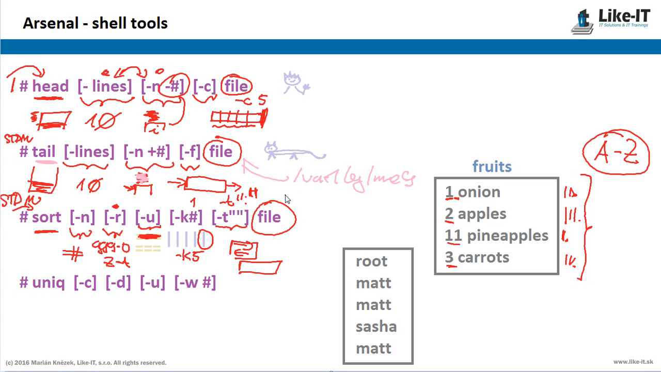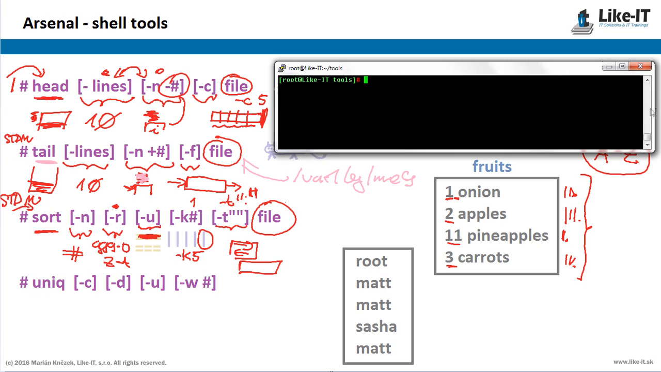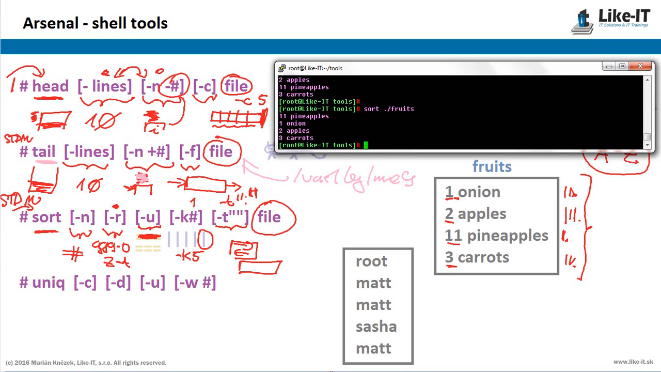Okay, so let's try it. So here I have a classical fruits file. If I just use the sort, what happens? Exactly the same as I had mentioned here. Just sorting the fruits, you can see that the pineapple is really the first, then the onion, then apples, and then carrots. So if you would like to change it and use the numeric sorting, there is no problem, just use sort with the numeric option.